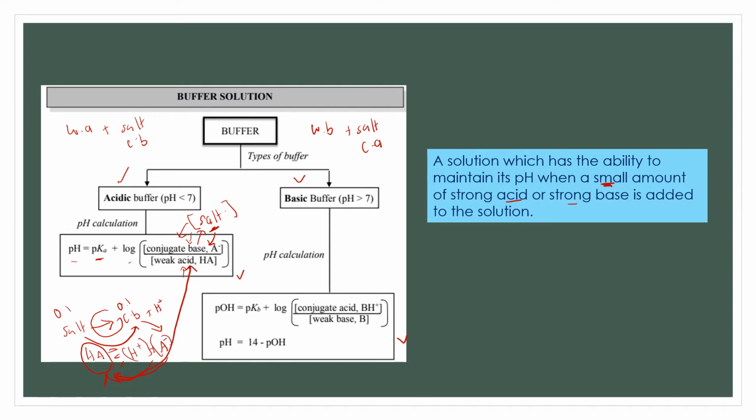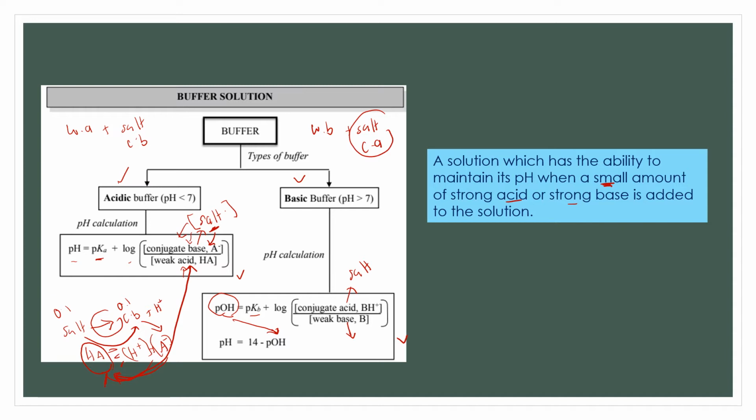Same goes for the basic buffer solution. For the basic buffer solution, you take the salt in your buffer solution, or its conjugate acid, here. And for the weak base, you take directly the original value. Okay. So to find the pH, because this is pOH equals pKb, for this pOH, to find the pH, you subtract from 14 first. So we get the answer for the pH of the buffer solution.